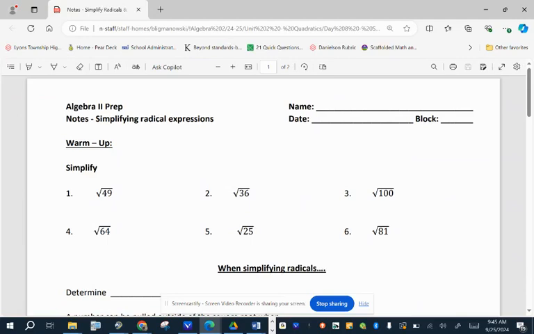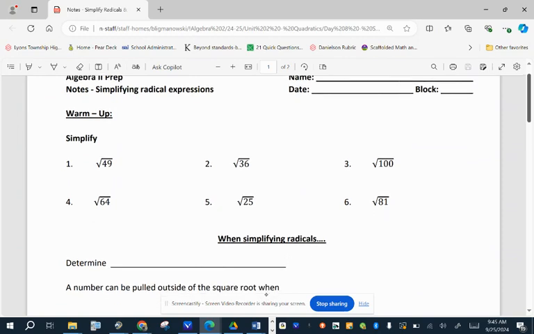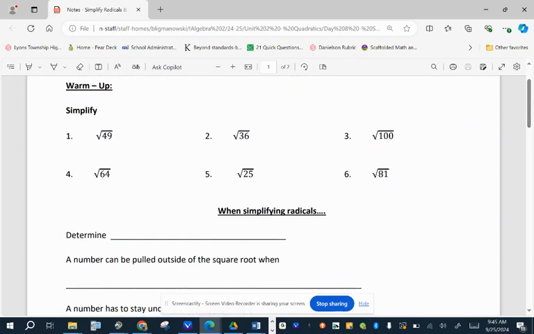In this video, we are going to talk about simplifying radical expressions as well as solving by square root method. So first, I'd like you to take a look at this warm-up, pause the video, and give 1 through 6 a try. In 1 through 6, these are all perfect squares. So when you take the square root of each of these numbers, they're going to come out to a nice whole number. Now, this only happens for our perfect squares.